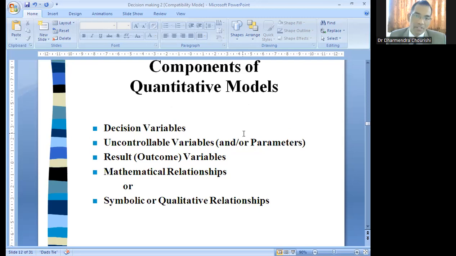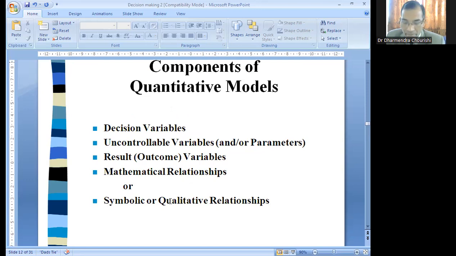Likewise, components of quantitative methods or models: decision variables. Variables mean the different components that will be used or will be crucial for that decision making system.